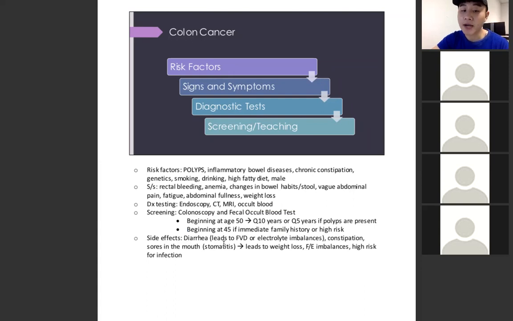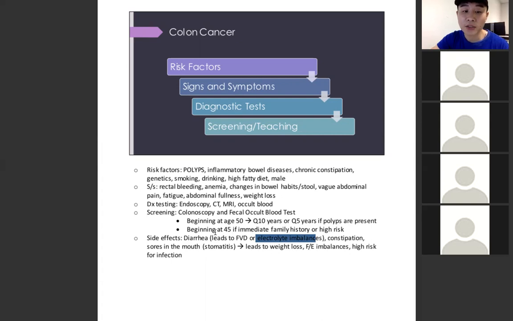Side effects include diarrhea, which leads to fluid volume deficit or electrolyte imbalance. So remember, when we vomit, we lose acid, so it causes metabolic alkalosis. However, when we have excessive diarrhea, it will lead to metabolic acidosis. Okay, so that's the difference. So the electrolyte imbalance for diarrhea is metabolic acidosis.